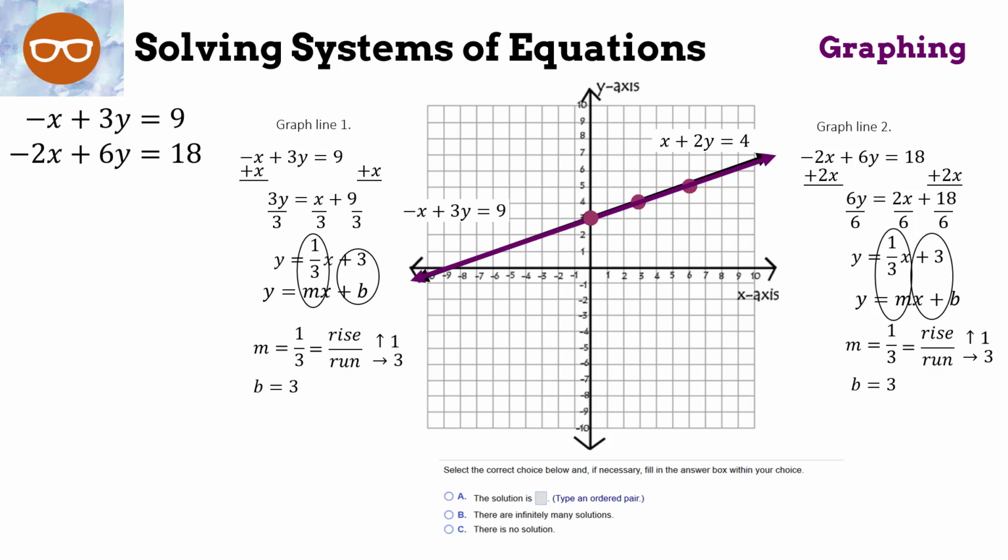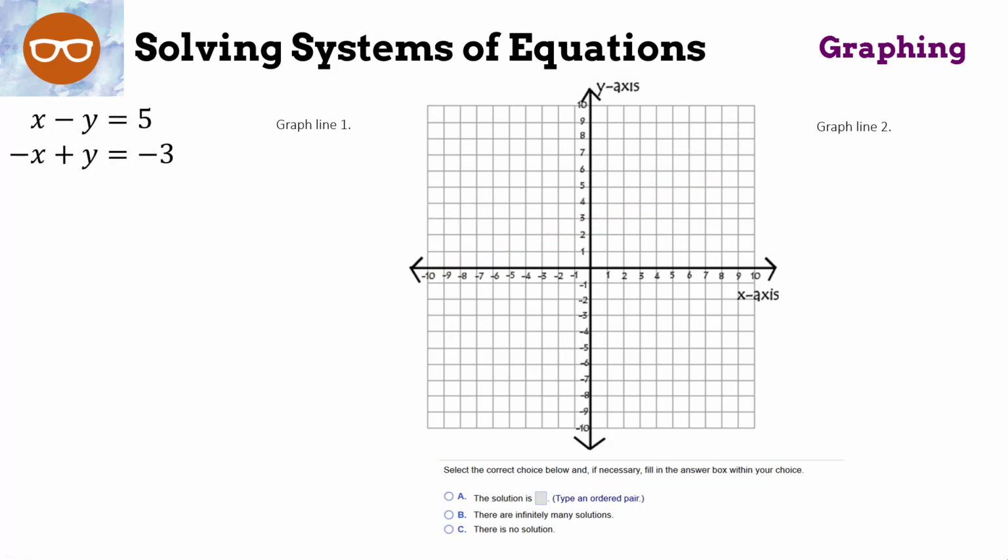Let's look at our possible answers. Select the correct choice below and, if necessary, fill in the answer box within your choice. Well, it's not A because we don't have one solution. It's B. There are infinitely many solutions. Why? Because they're the same line. Let's do one more together.